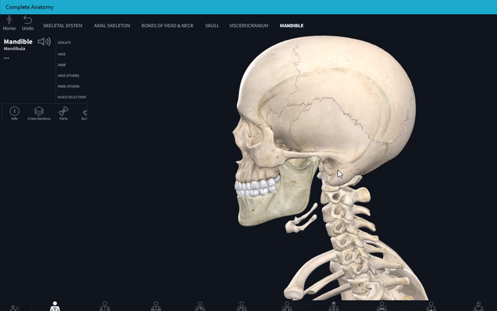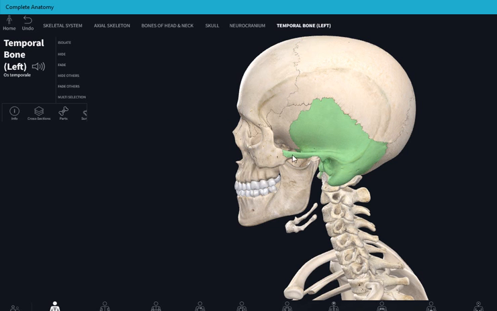Now later on, you have the sphenoid bone here. This portion of the sphenoid bone is going to be the greater wing of the sphenoid bone. Here is the frontal bone, the squamous part of the frontal bone. Here is the squamous part of the parietal bone. On the lateral view, you can see that here is the mastoid process of the temporal bone.